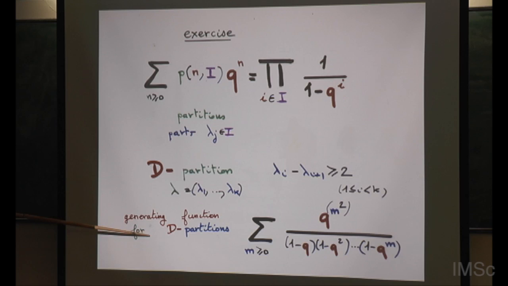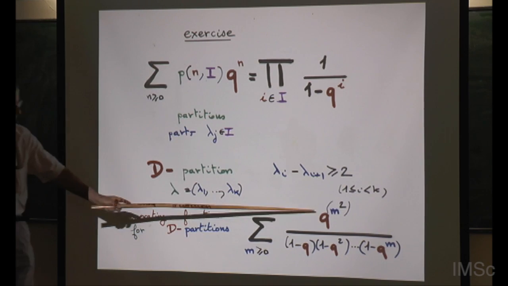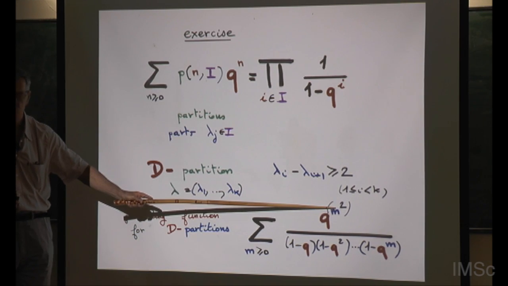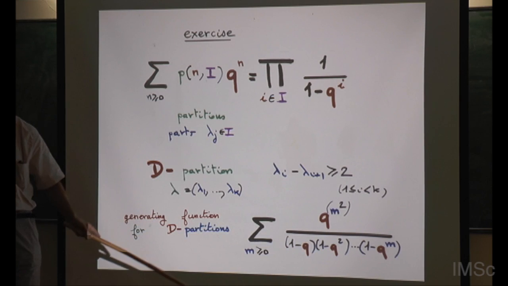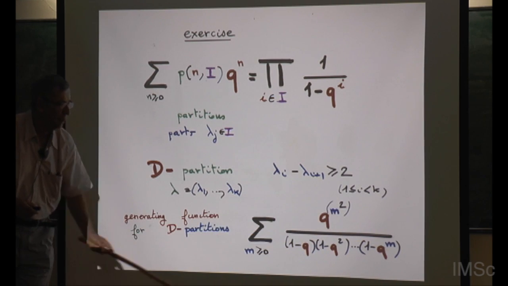And the exercise is to show that the generating function for D-partitions is given by this summation, an infinite sum for all m positive or 0, q^(m^2), divided by (1 minus q)(1 minus q^2)...(1 minus q^m).